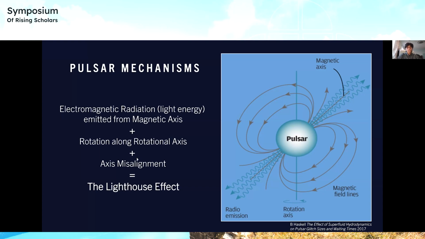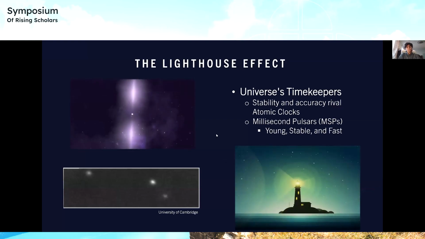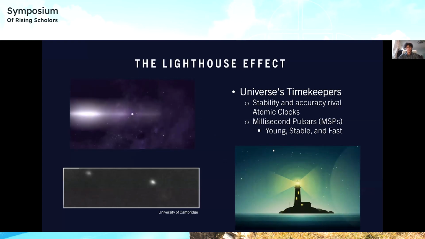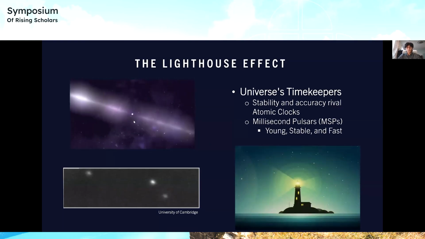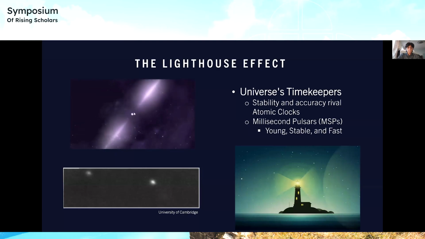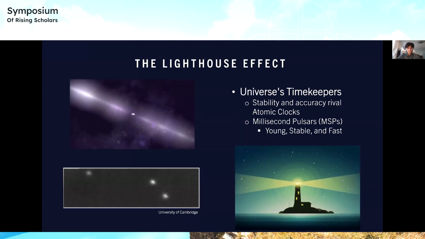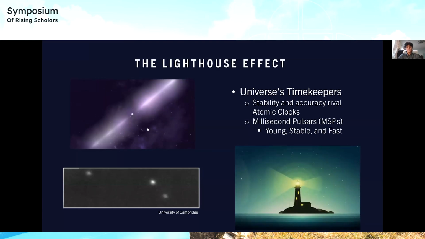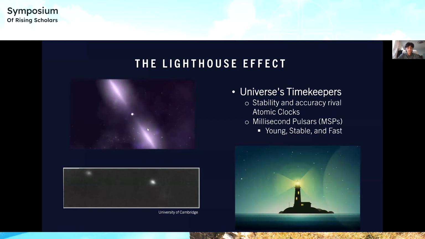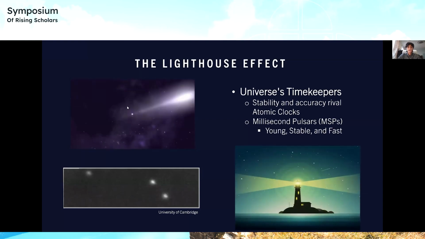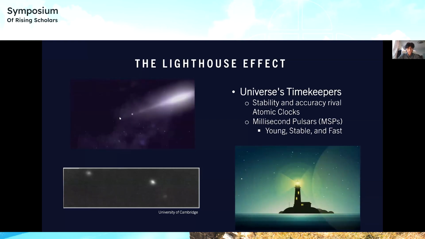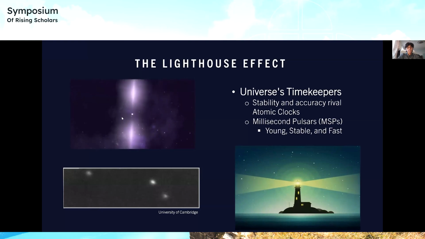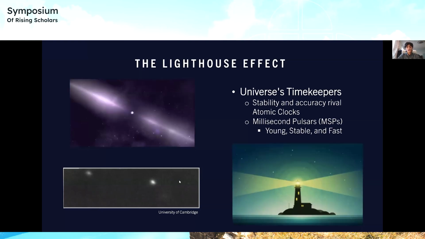And this axis misalignment creates what's called the lighthouse effect. What is the lighthouse effect? Well, just as a lighthouse shines its beams across the sea, the axis misalignment causes the beams of light to sweep across all of space. And so you have this kind of big lighthouse effect happening when talking about pulsars.